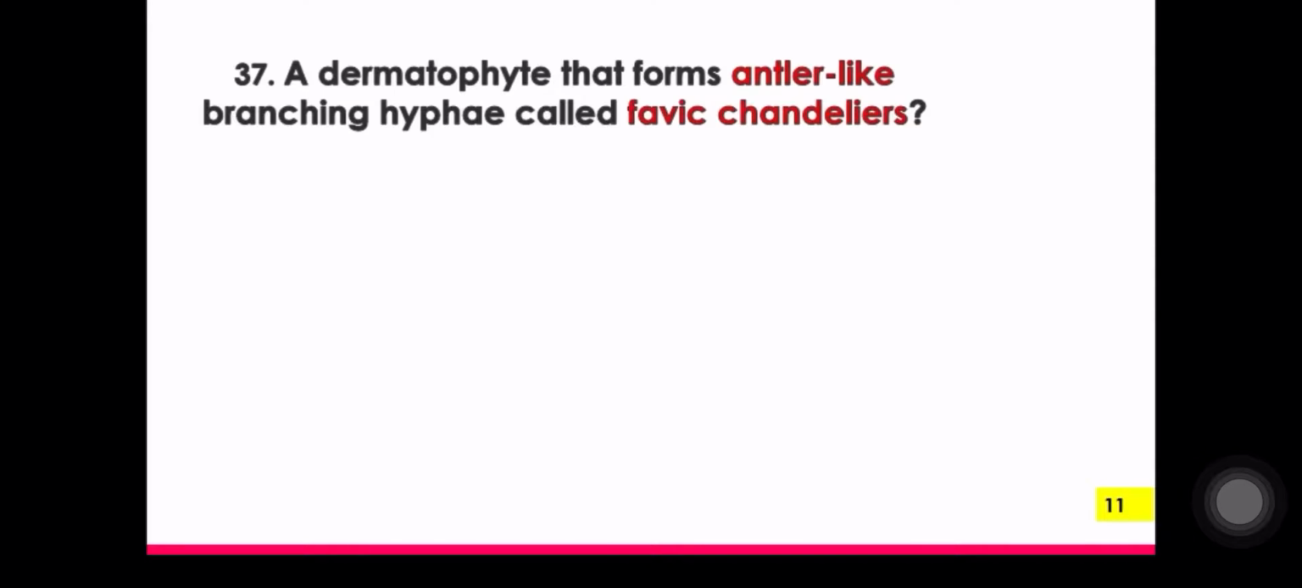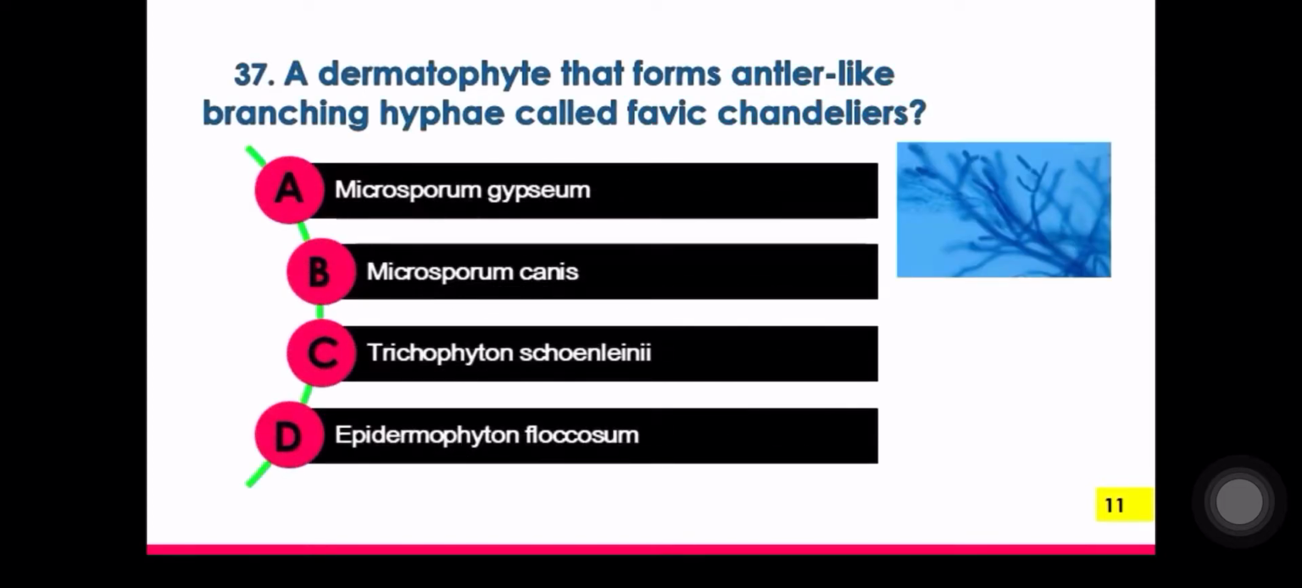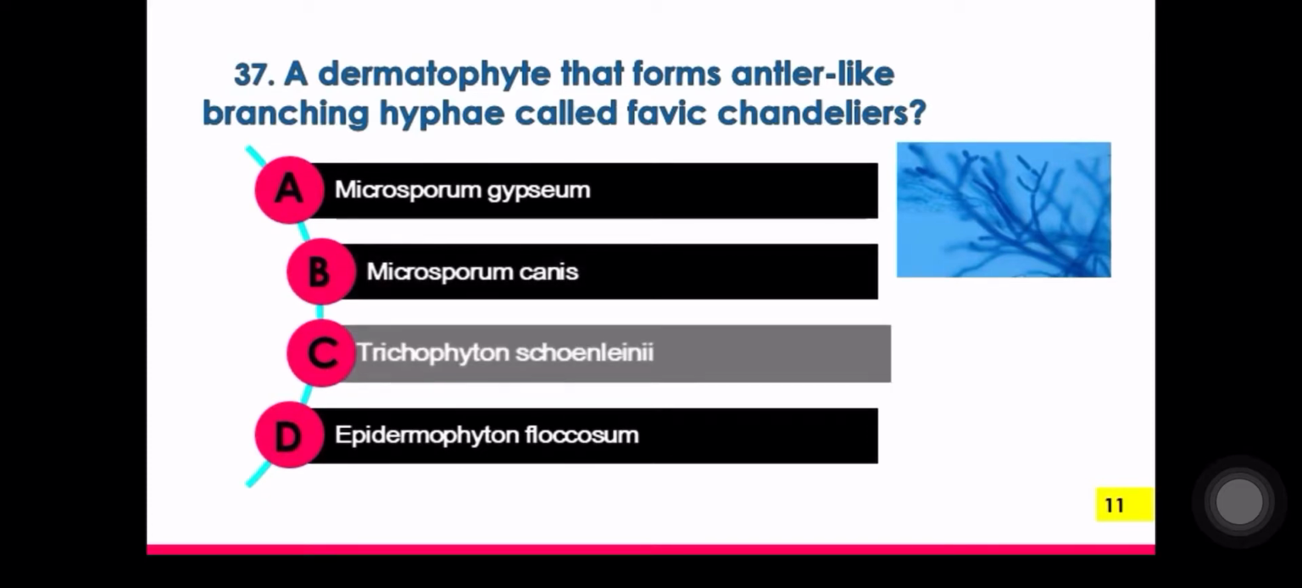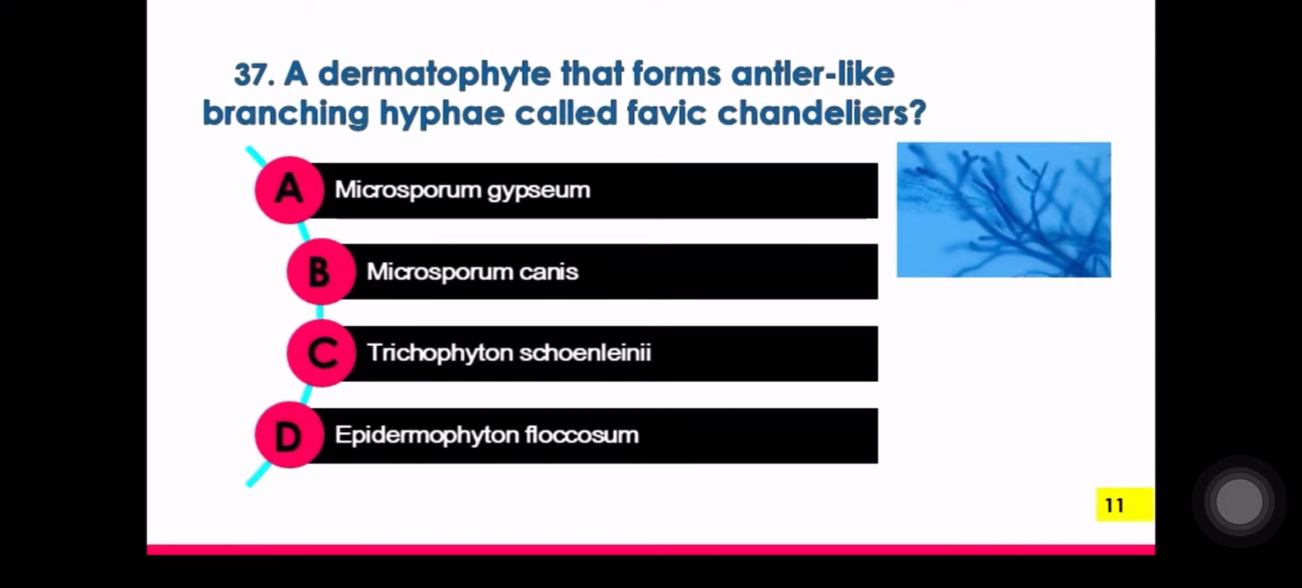Next, 37, a dermatophyte that forms antler-like branching hyphae called favic chandeliers. Is it letter A, Microsporum gypseum, B, Microsporum canis, C, Trichophyton schoenleinii, or D, Epidermophyton floccosum? As you can see in the picture, the correct answer is letter C, Trichophyton schoenleinii.